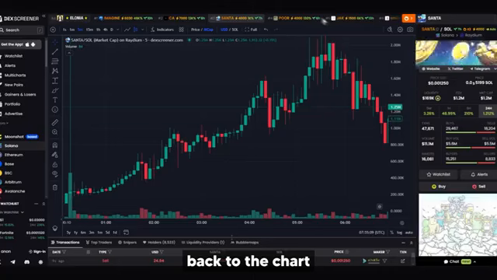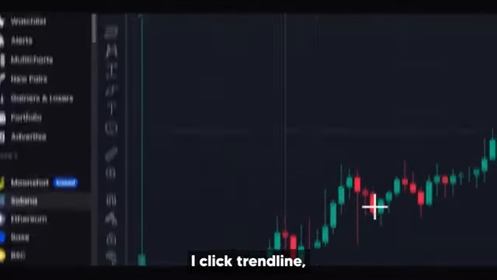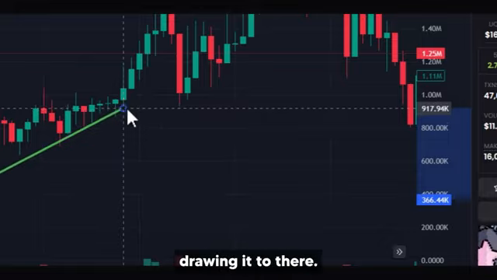So let's head on over back to the chart, and we can see that if I draw my line right here, I click trend line, and then I just draw it from the bottom, and I keep drawing it to there.